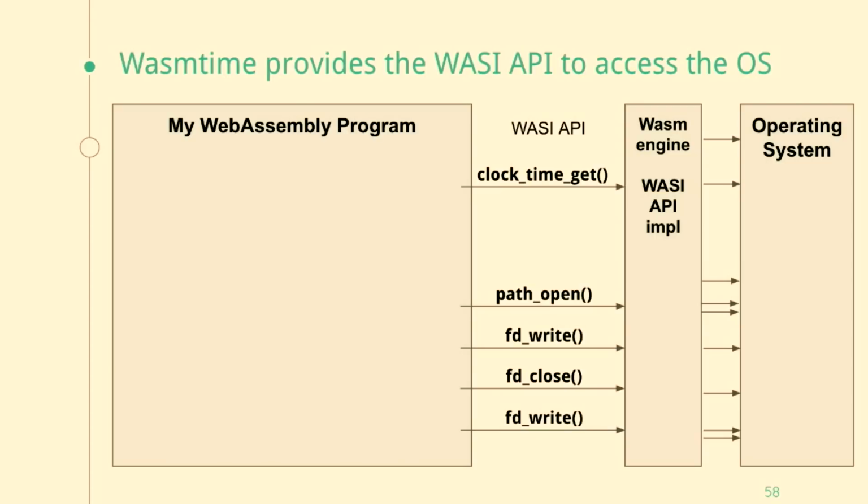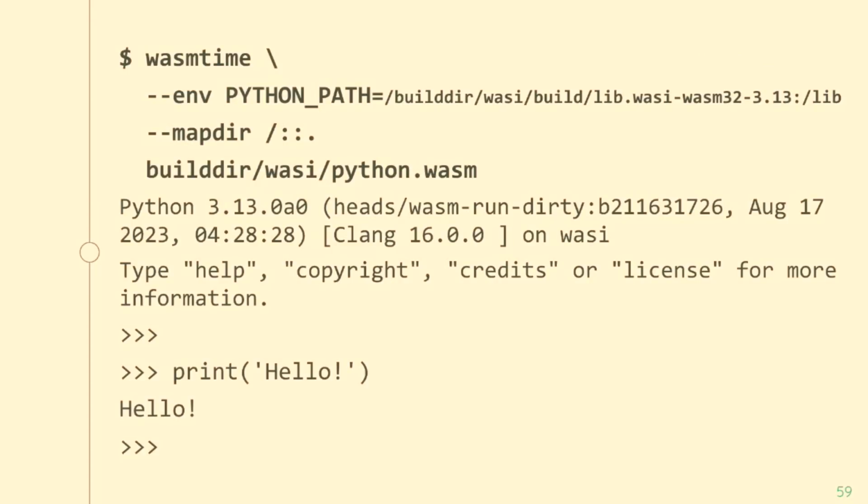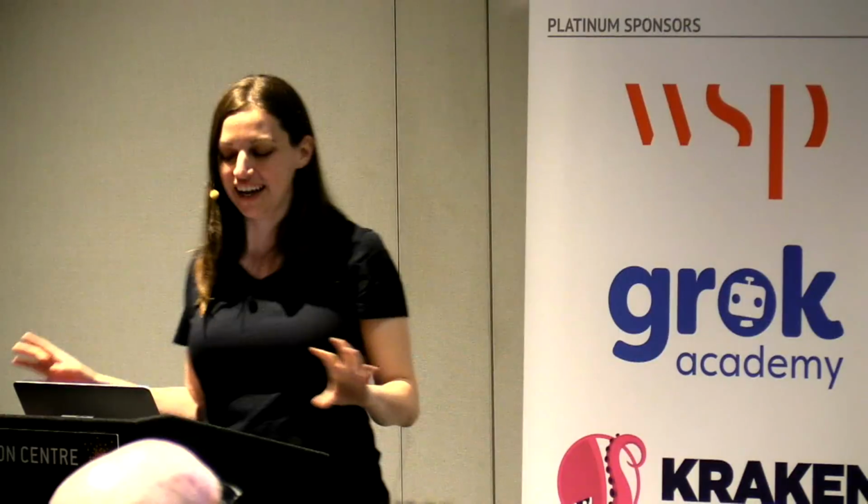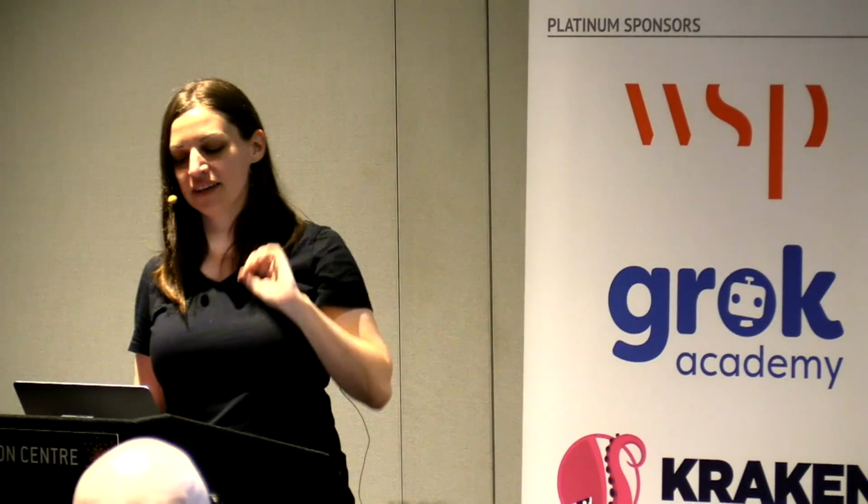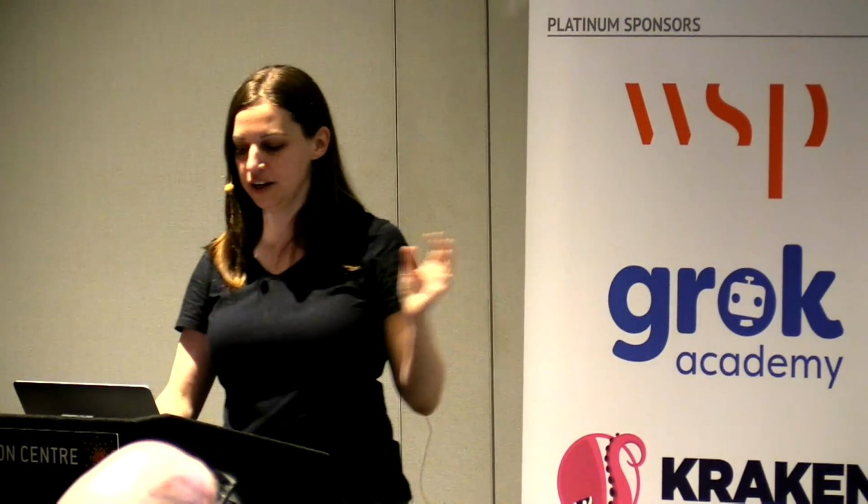So if we do this, we tell it, hey, this is where the Python path is, and this mapdir is saying the current directory, which is where all of my CPython code is and where all of my libraries are, should be at the root directory when I'm running in WASM. Then I can grant Python access to all the libraries that it actually needs. If you have a program that doesn't need access to a bunch of files, this is much easier. You don't have to do this. But for running Python, it needs to have access to the library files or it can't run.